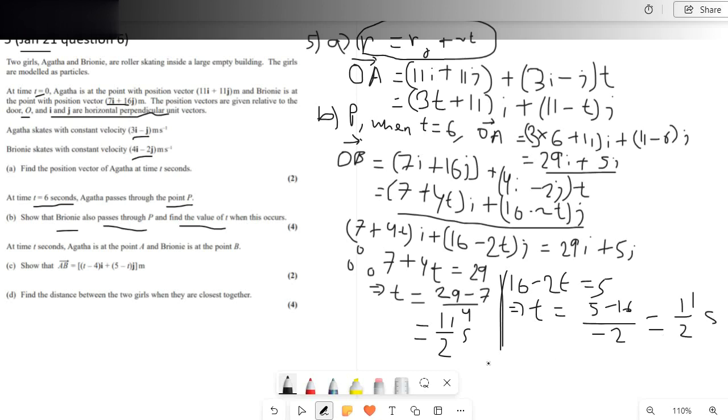Because both of the time values are consistent with each other, we can say that Bryony passes through P, and the time value is 11 by 2 seconds.